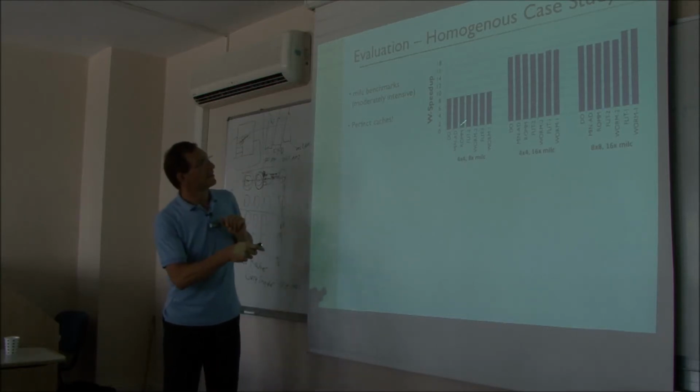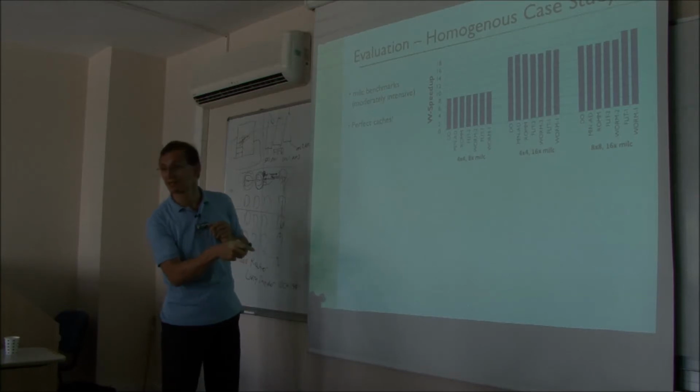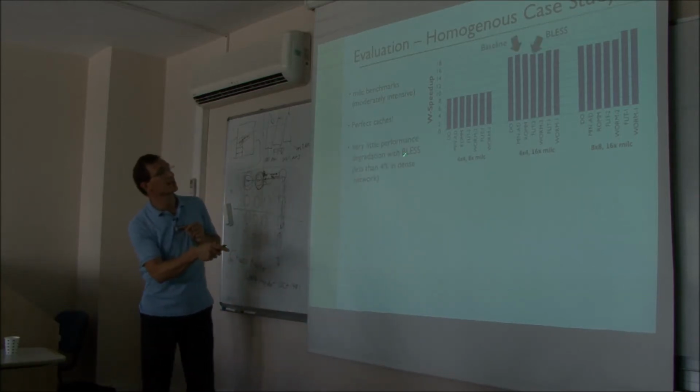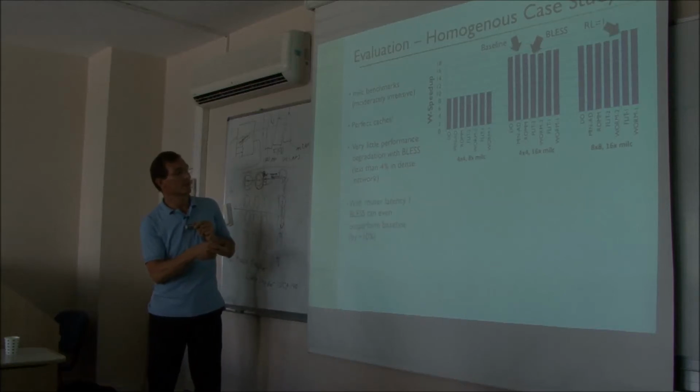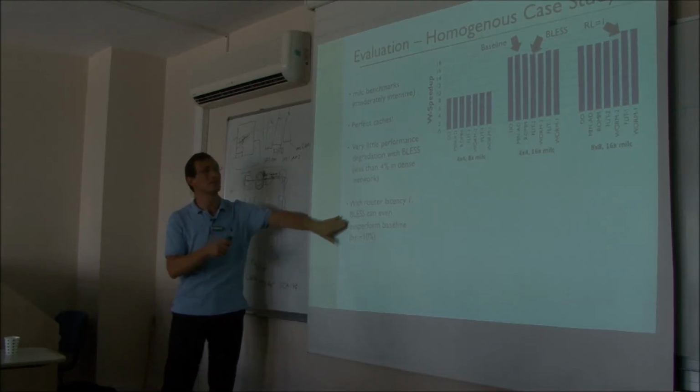So if you look at this, these are different algorithms, and their performance is pretty much the same for an 8x8 network. The takeaway here is that the performance is very similar for this homogeneous workload. So that's what we've seen. So very little performance degradation with bufferless routing. And with router latency 1, you can actually outperform the baseline, assuming that you can build a router with this frequency.